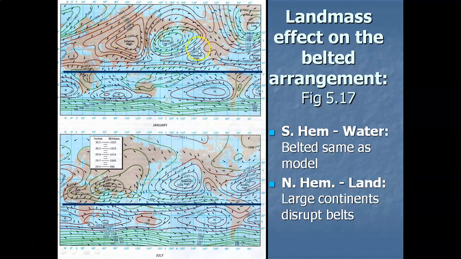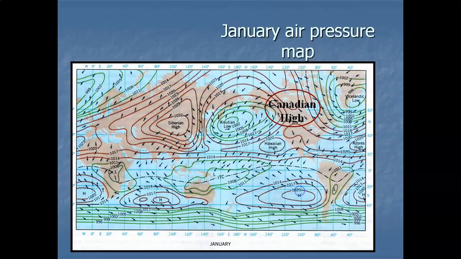You see it's all kind of messed up here. And then you need to know what's going on in July in the northern hemisphere with our belted arrangement. And so what we're going to do now is focus on the northern hemisphere. And what you've got to do now is remember what we talked about with the marine effect and the continental effect and the heating and cooling of land and water. So this is going back to that lecture. We're looking at the January map, and we just really want to focus on what's going on in the northern hemisphere.